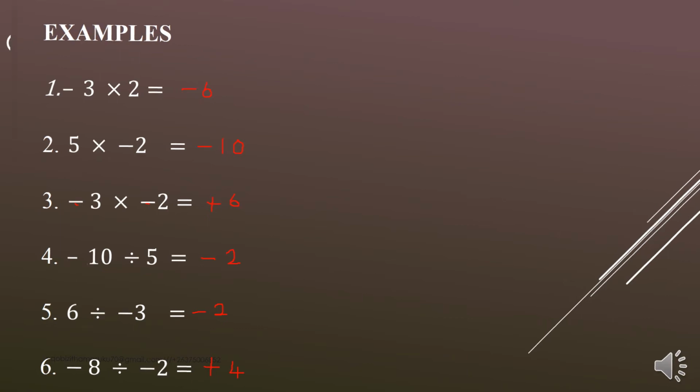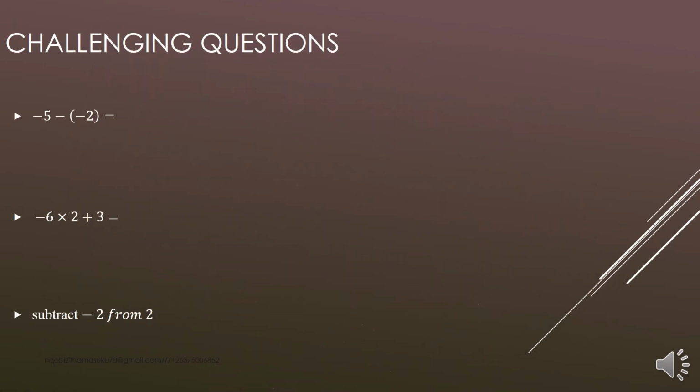Then let's look at challenging questions. The first one says minus 5 minus open bracket minus 2 is equal to. The first thing is to identify according to our BODMAS. It says brackets, division, multiplication, addition, and subtraction. So now we have our multiplication there, that is denoted by a bracket. Note that the bracket means multiplication.